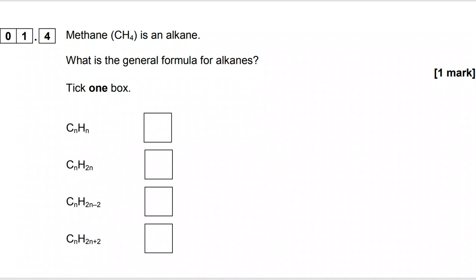What is the general formula for alkanes? Well, let's take a look at a few examples. We've already got CH4 there. Let's put C2H6, C3H8 and C4H10. And we'll see if any of these follow the pattern. If C is n, H is n, that would mean C2H2, C3H3, C4H4. Well, that is incorrect. What about if it was CnH2n?